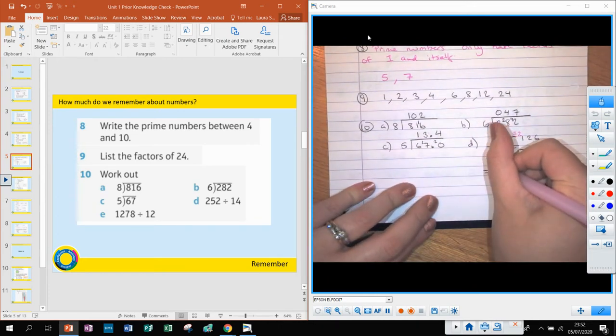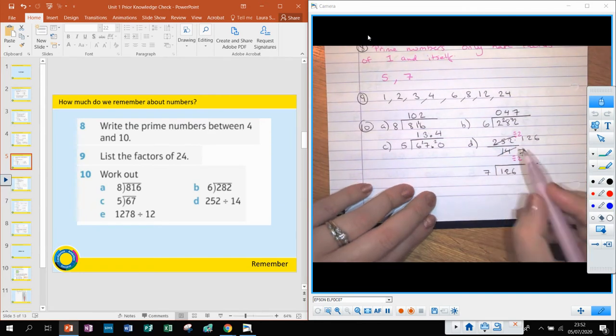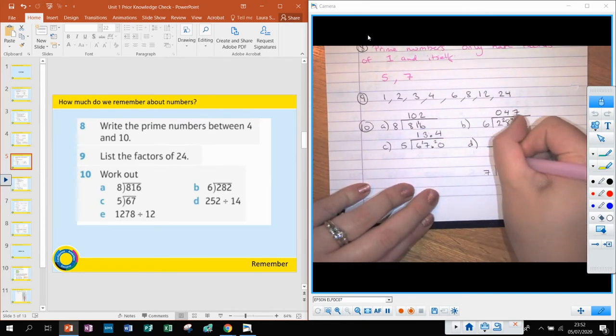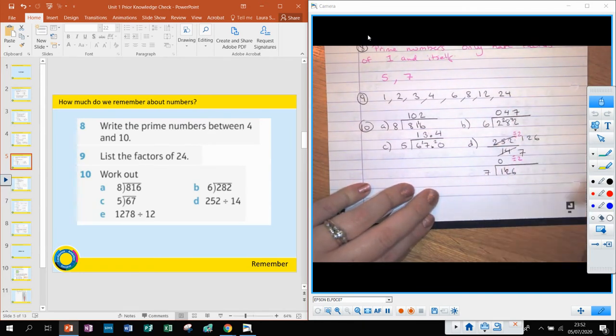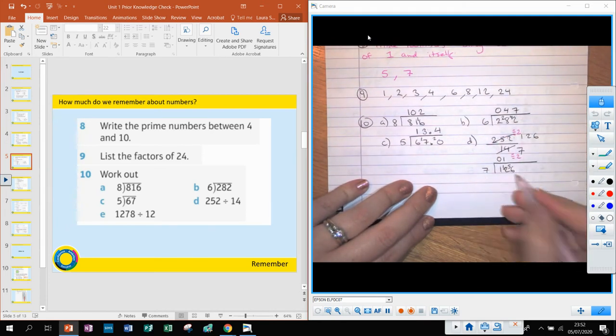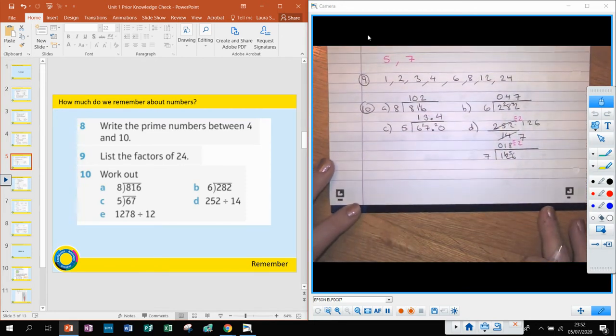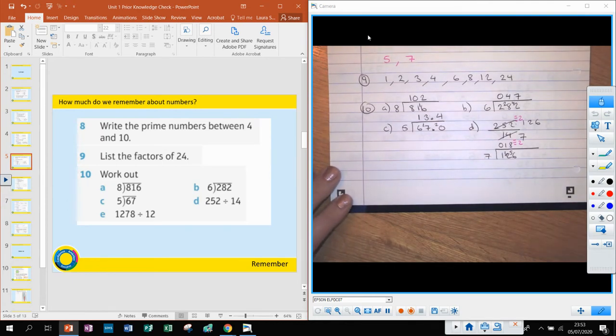So 7 into 126, okay? 7 doesn't go into 1, so 0, carry the 1. 7 goes into 12 once, remainder 5, and 7 goes into 56 8 times. So my answer is 18, okay? And we're going to use a similar method for E.